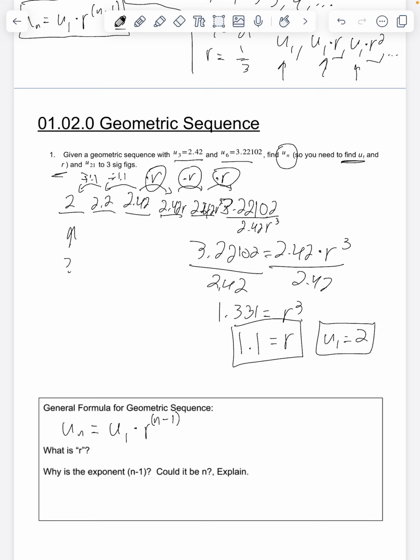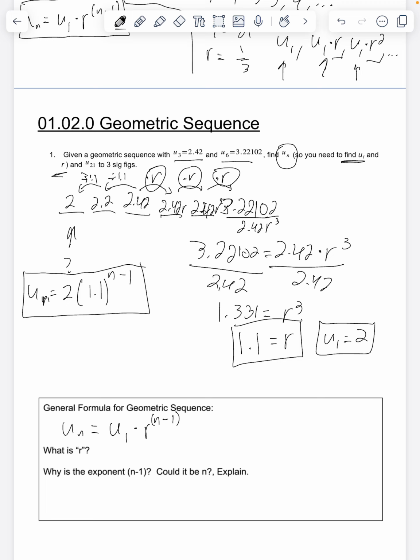And now I can make my formula, right? So un will just be our first term, which is 2, multiplied by our r, which is 1.1, to the power n minus 1. There we go. Now we have our formula for the nth term.